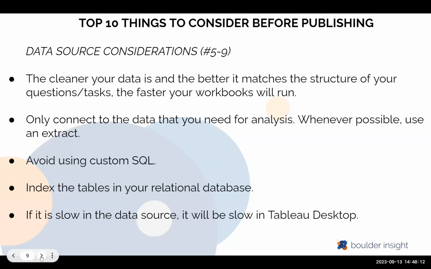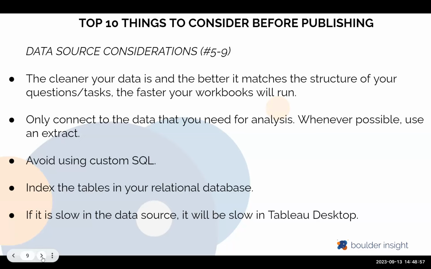Okay. And I can see here that my slides got messed up a little bit. So this last data point is talking about if it's slow in the data source, it's going to be slow in Tableau Desktop. And if it's slow in Tableau Desktop, if you're publishing to Tableau Server, it's going to be slow there as well. So in general, all these things that we're talking about mitigating performance to help it be more efficient, all these things combined. But in general, if you're noticing that it's slow in Tableau Desktop, almost always it's going to be slower on Tableau Server.